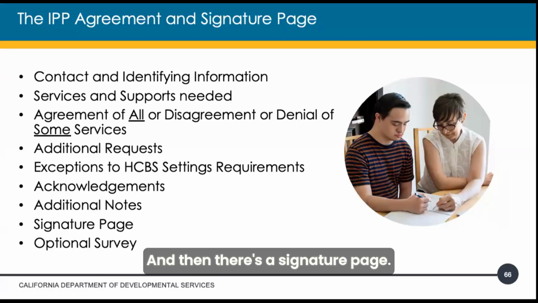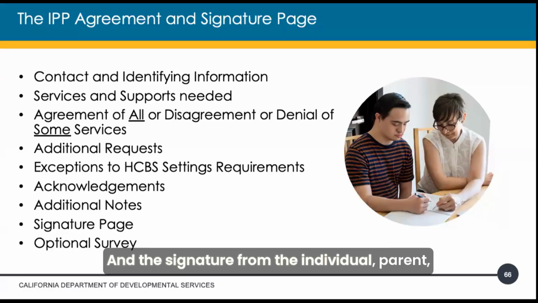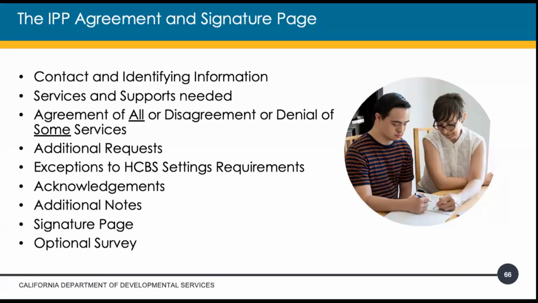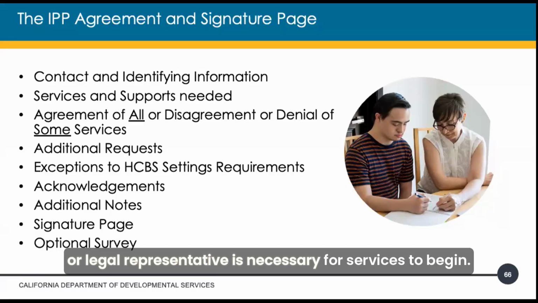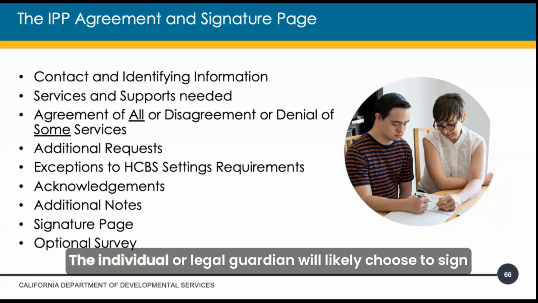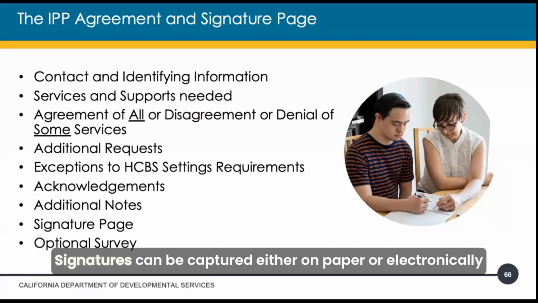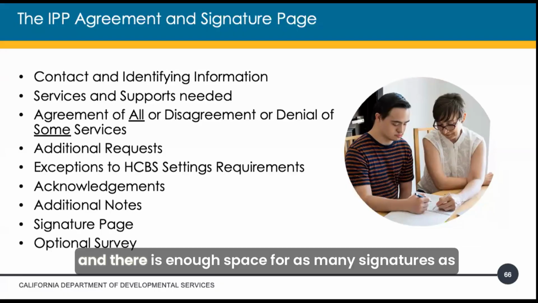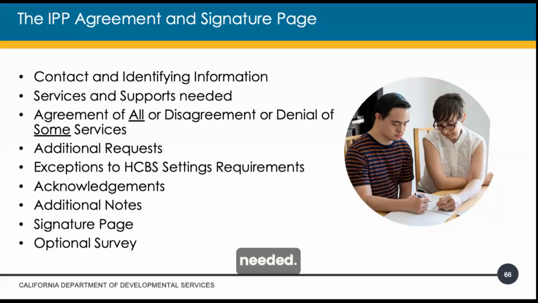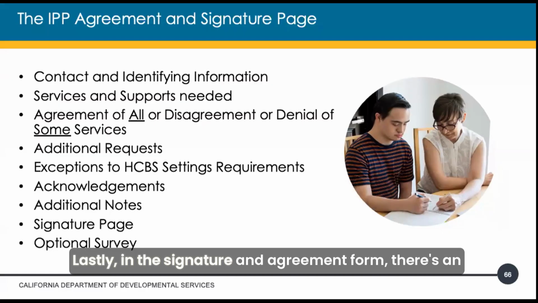And then there's a signature page, and the signature from the individual, parent, or legal representative is necessary for services to begin. The individual or legal guardian will likely choose to sign after they receive the comprehensive IPP document. Signatures can be captured either on paper or electronically, and there is enough space for as many signatures as needed to be added. Lastly, in the signature and agreement form, there's an optional survey.